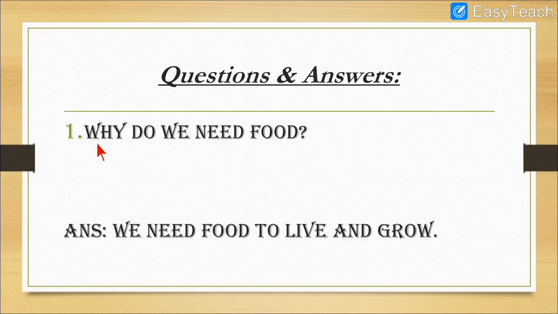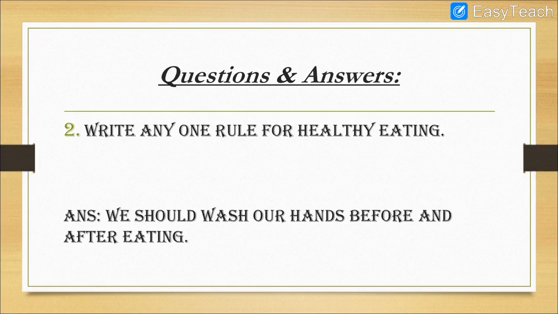Number 1 was, why do we need food? We need food to live and grow. Number 2, write any one rule for healthy eating. So we had learnt about so many rules for healthy eating. From that we had to write any one. So what have we written? We should wash our hands before and after eating. The same thing I told you in the beginning of the video.